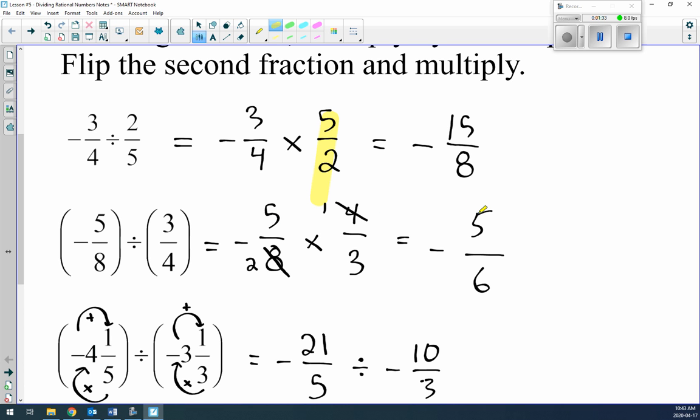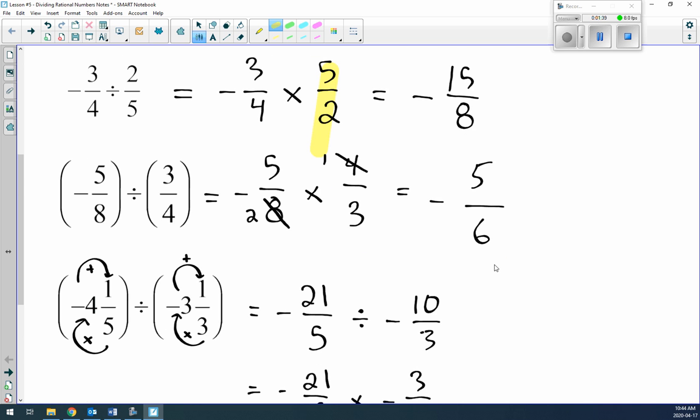5 times 1 is 5. 2 times 3 is 6. Yeah, a negative times a positive is a negative. Perfect. And negative 5 over 6 is already in reduced form.